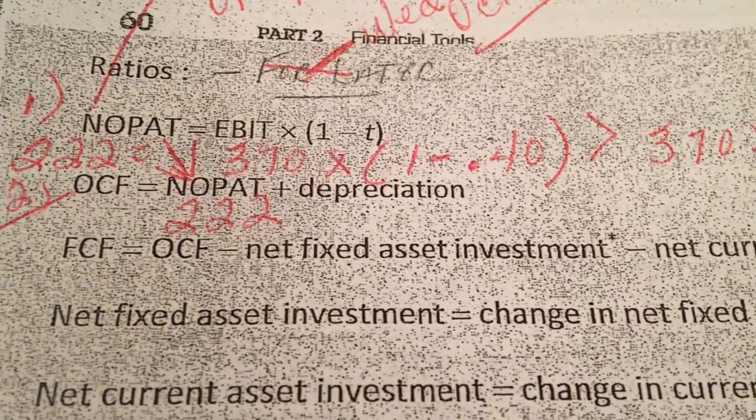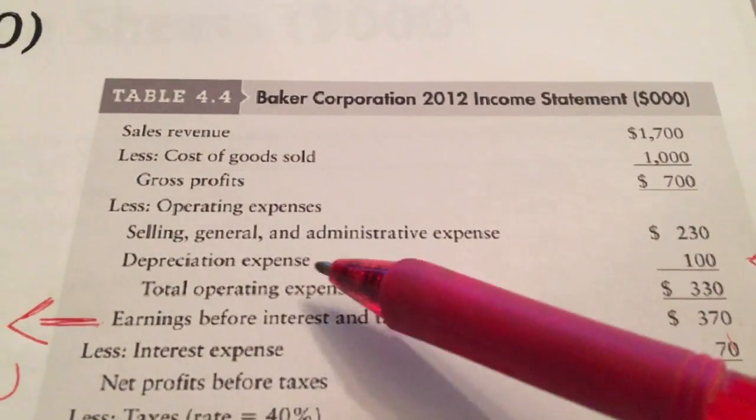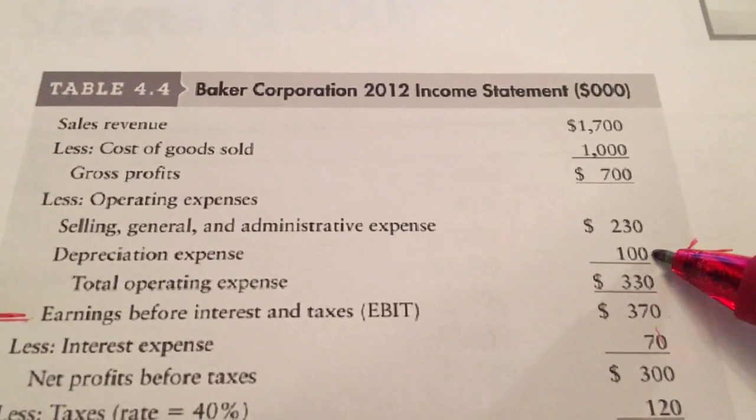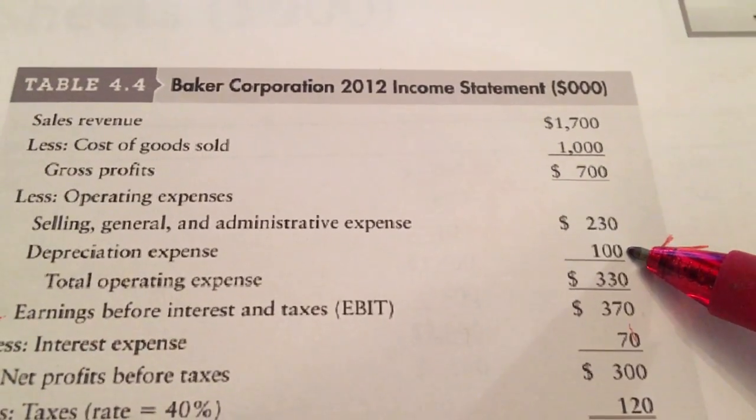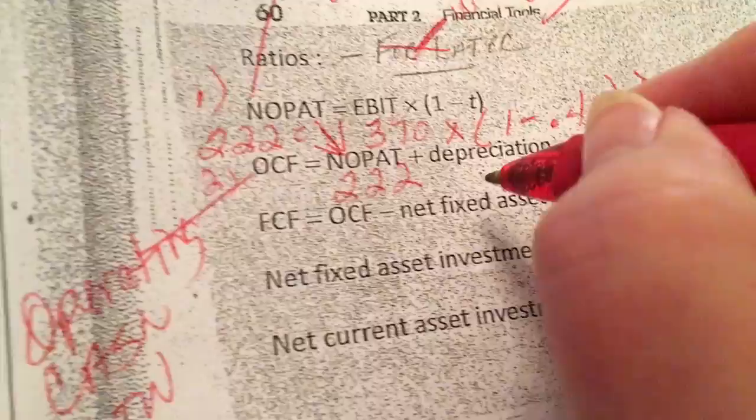Now, let me show you where to find that number. Go to your income statement, and there is a line that says depreciation expense. Here it is $100. So add that back.